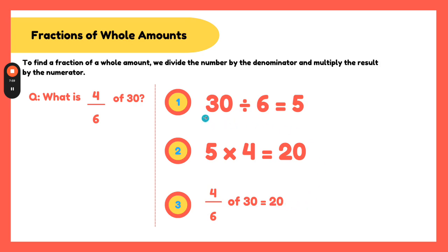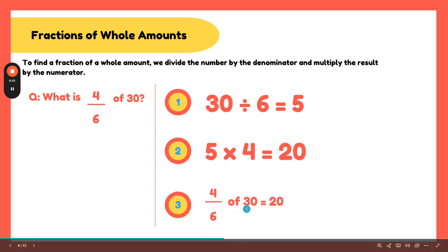So just to recap, we have our whole amount, which is 30, and we divide this by the denominator, which is 6, which gives us 5. And from our result of 5, we then multiply this by our numerator, which is 4. So we do 5 times 4, which is equal to 20. So 4/6 of 30 is equal to 20.